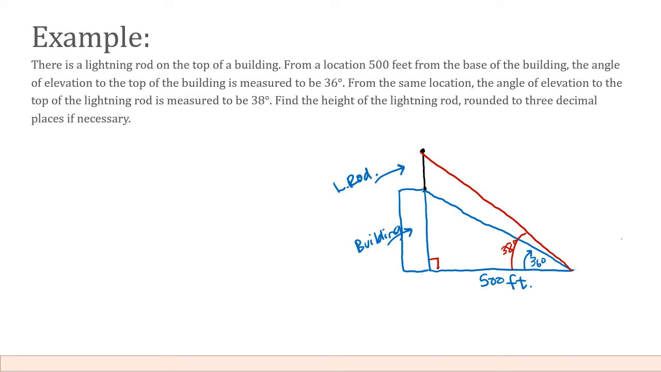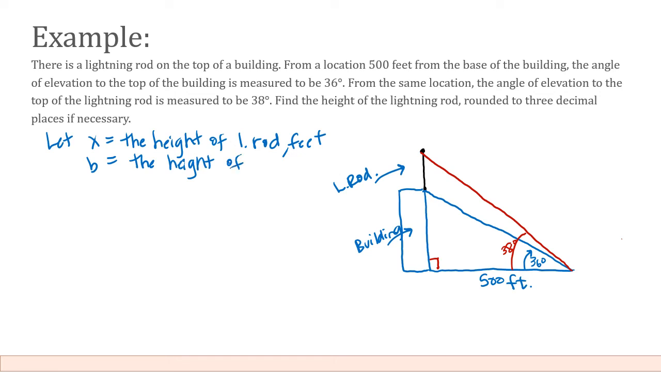the lightning rod. So maybe I'll say here, let x equal the height of the lightning rod, and that is in feet. How about if I let the height of the building be b. b is the height of the building, and that is also going to be in feet.